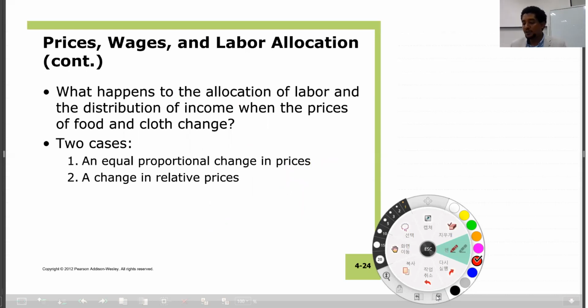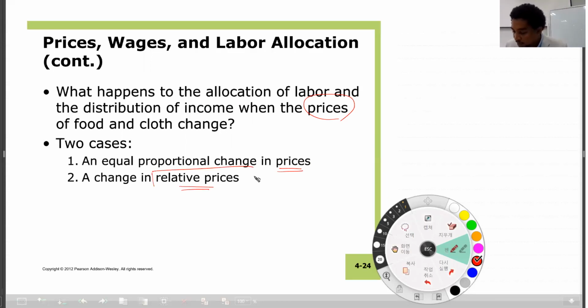Then what happens to the allocation of labor and the distribution of income when the prices of food and clothes change? In previous slides, we were talking about labor mobility, right? So now what if the price of food and clothes change? How would that look, or how much proportion of food or how much proportion of clothes we should produce. So there are two cases: an unequal proportion change in prices and a change in relative prices.